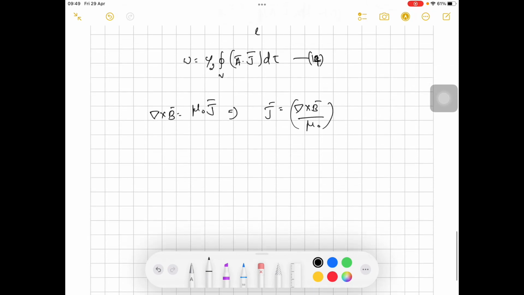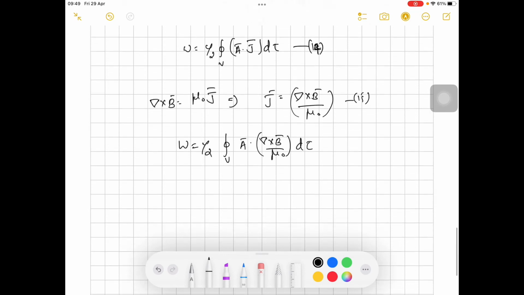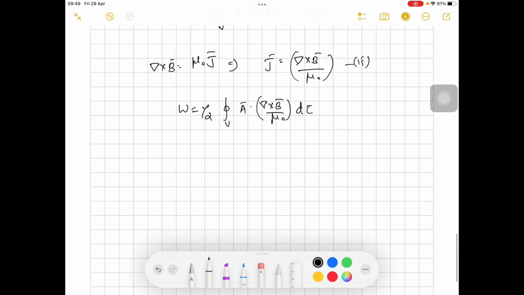We can use this here, equation number 15 in 14. So W is equal to half volume integral A dot del cross B by mu 0 d tau. This mu 0 is a constant, you can take it outside that integral, then it will be 1 by 2 mu 0 volume integral A dot del cross B d tau.